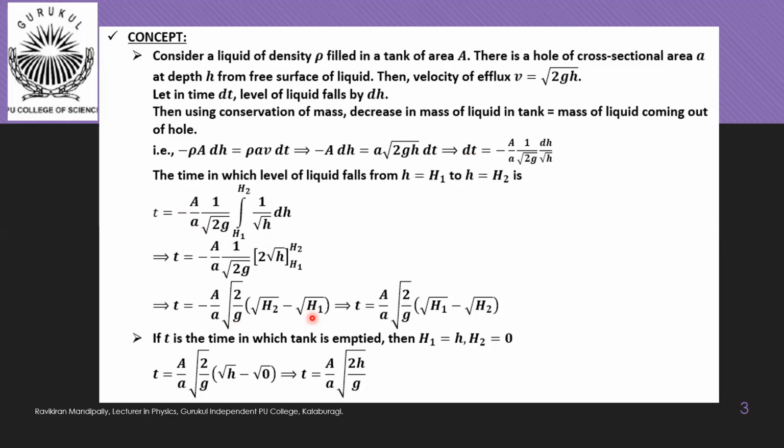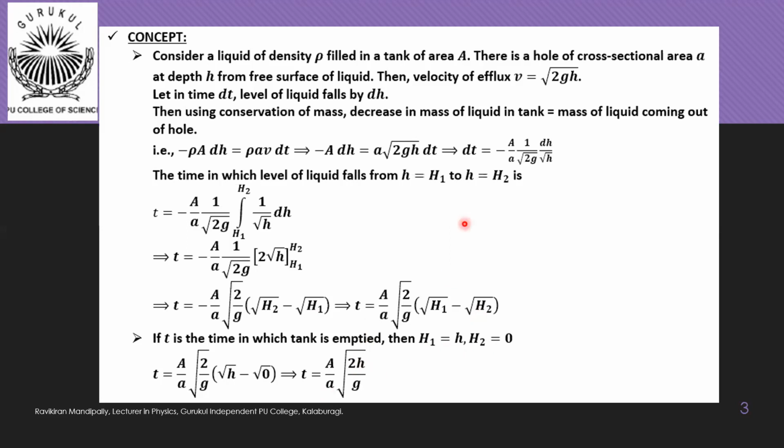Now if you multiply this minus sign inside, the expression becomes t equal to capital A by small a into root 2 by g into root of h1 minus root of h2. That means root of initial level of water minus root of final level of water. Now suppose you want the time in which the tank gets empty, then h1 is equal to small h and h2 is equal to 0, and we can substitute. Then we end with the relation t is equal to capital A by small a into root of 2h by g. In this case, small h is the total level of liquid.